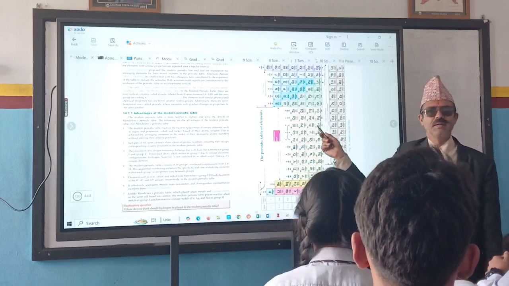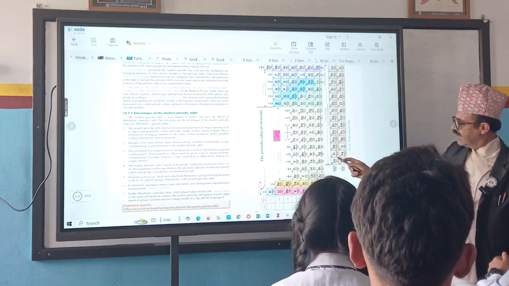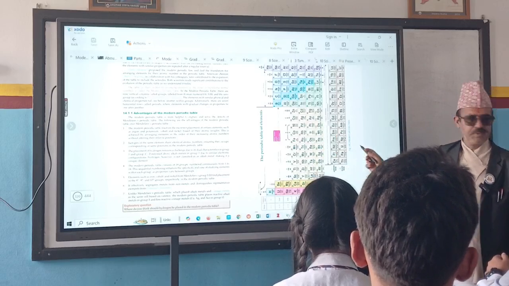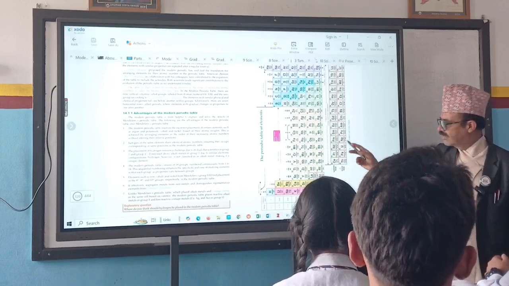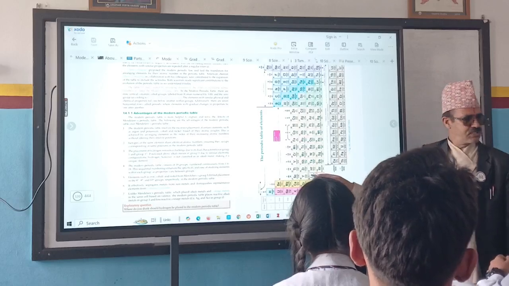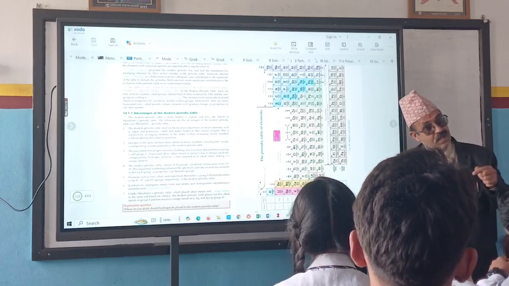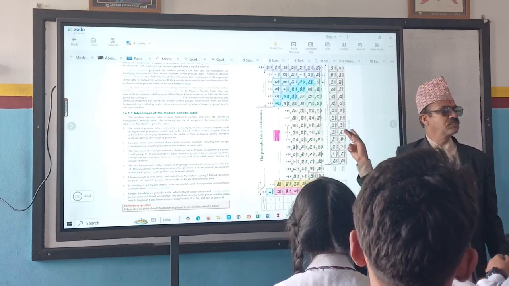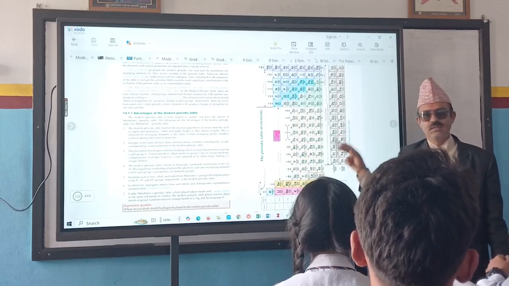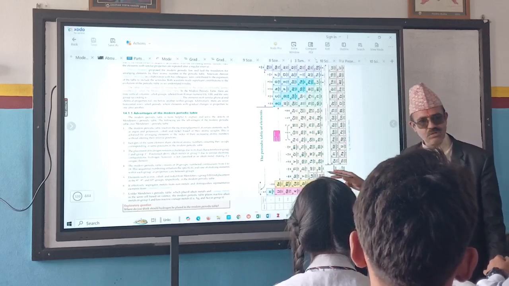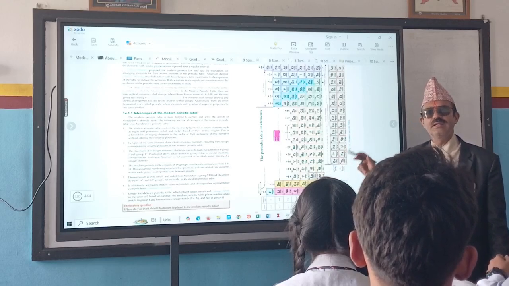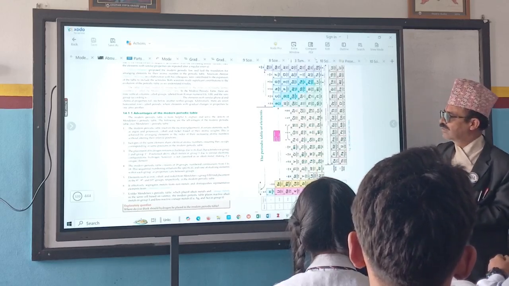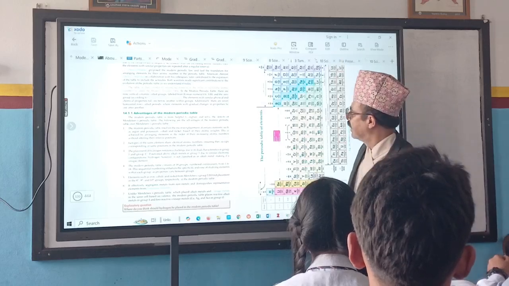These all are metals. Now, here are two groups of elements. They lie just below the main periodic table. They are found inside the transitional group, that's why they are called inner transitional elements. Those things you have to remember.